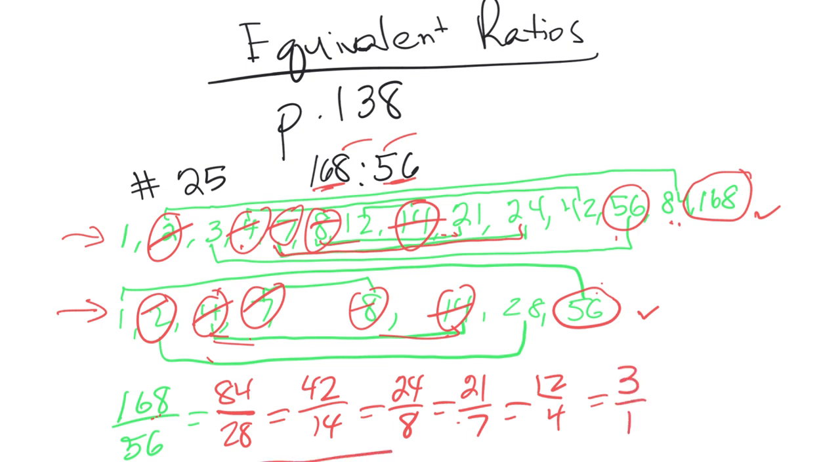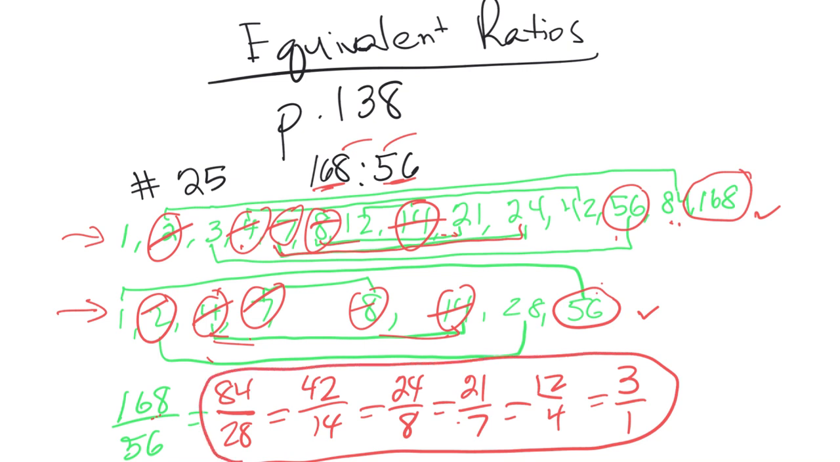So these are all the different ratios that are equal to 168 over 56.